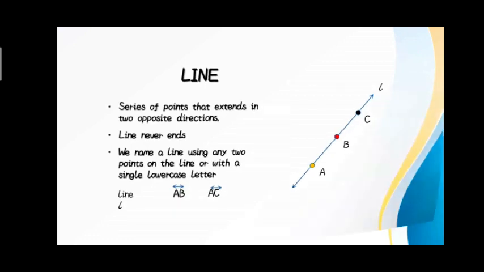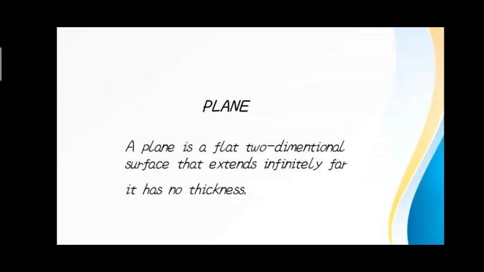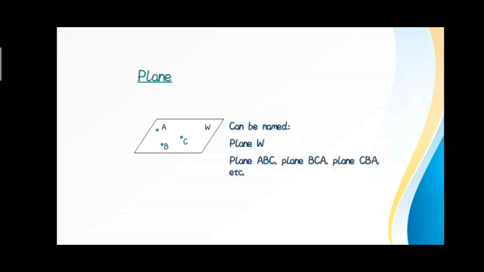Right? And the last we have is plane. Now what is a plane? A plane is a flat 2-dimensional surface. This means it has length and width also, which can extend infinitely far, and it has no thickness. Let's take an example. For example, we have a plane W and it has 3 points A, B, C, so we can name it plane W, and W should be in capital letter. Or you can also write plane ABC, plane BCA, or plane CBA.